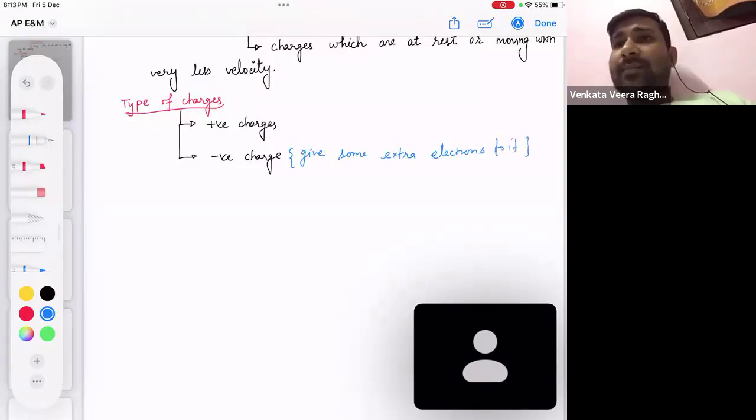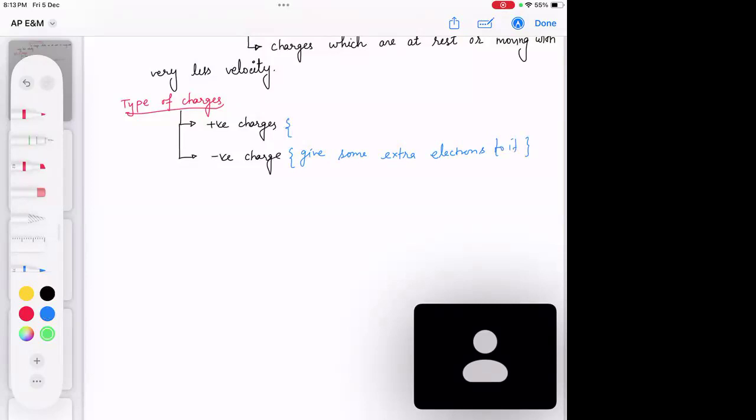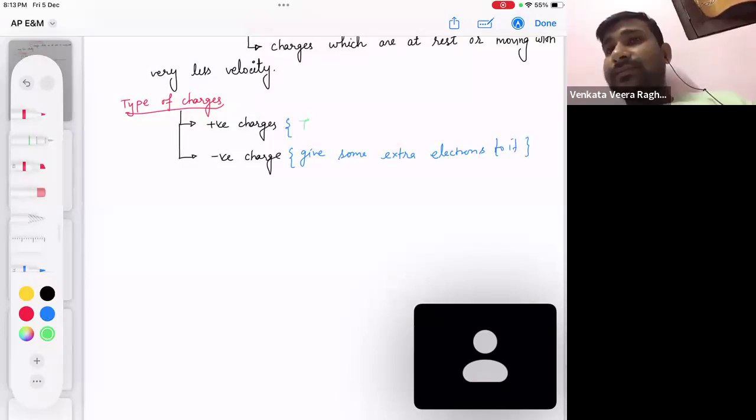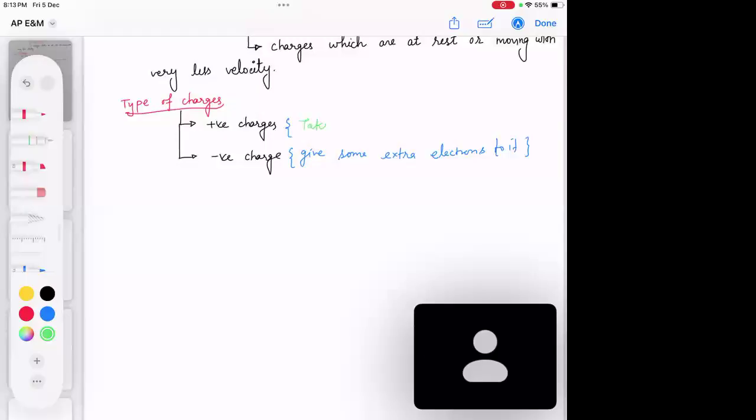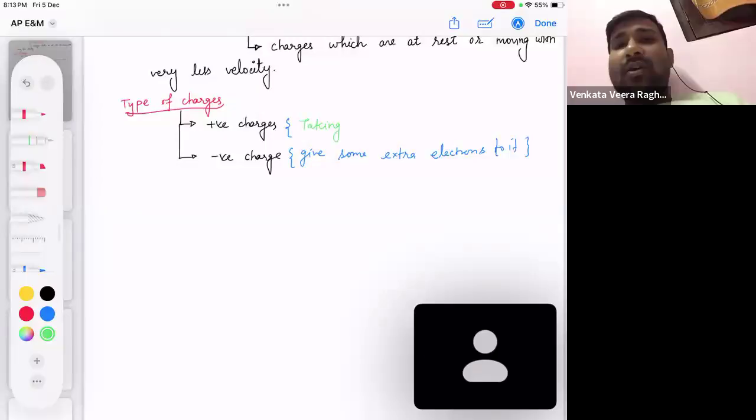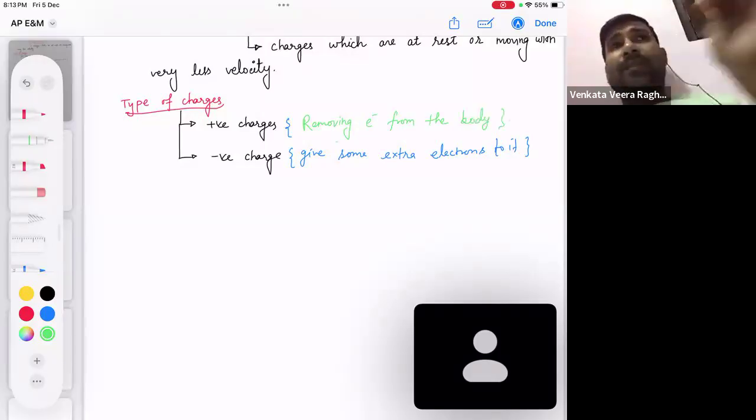So now tell me, how can we create the positive charged body? Taking out some electrons. Yes, taking, or you can say removing some electrons from the body. Is that clear? Removing electrons from the body. So now tell me, why not removing the proton? Why not giving the proton? I want to create a positive charge.